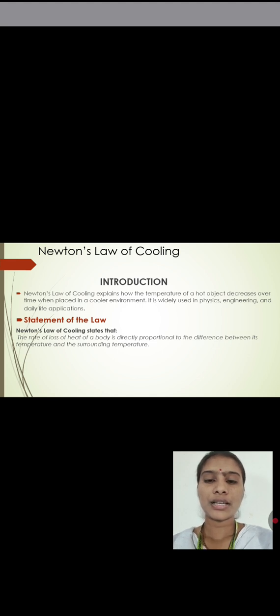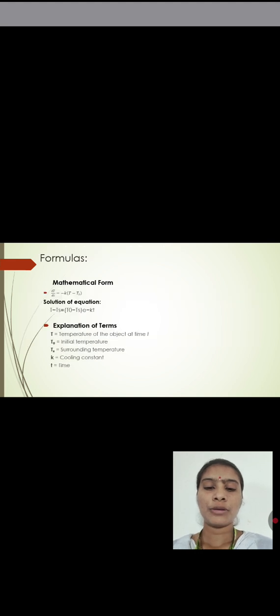Statement of Newton's law of cooling. Newton's law of cooling states that the rate of loss of heat of a hot body is directly proportional to the difference between its temperature and the surrounding temperature. Formula for Newton's law of cooling: dT/dt = -k(T - Ts). Here we take minus k because it means loss of temperature.